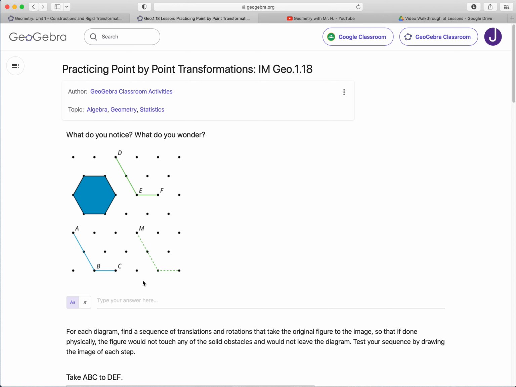What do we wonder? All right, well, we got a hexagon here. 1, 2, 3, 4, 5, 6 sides. Hexagon. We got some hockey stick shaped things, maybe. One of them's ABC, one of them's DEF, and one of them's this dotted thing. This is kind of weird. I notice those things. I wonder what we're going to be doing here, because it looks kind of weird. Don't know what we're going to be doing.